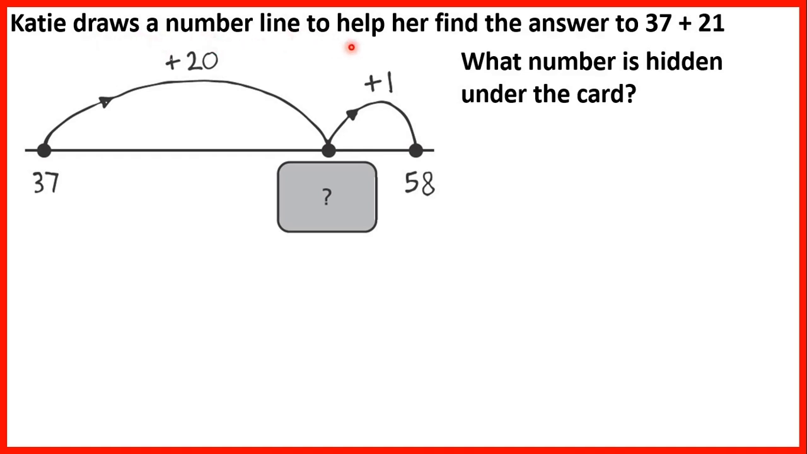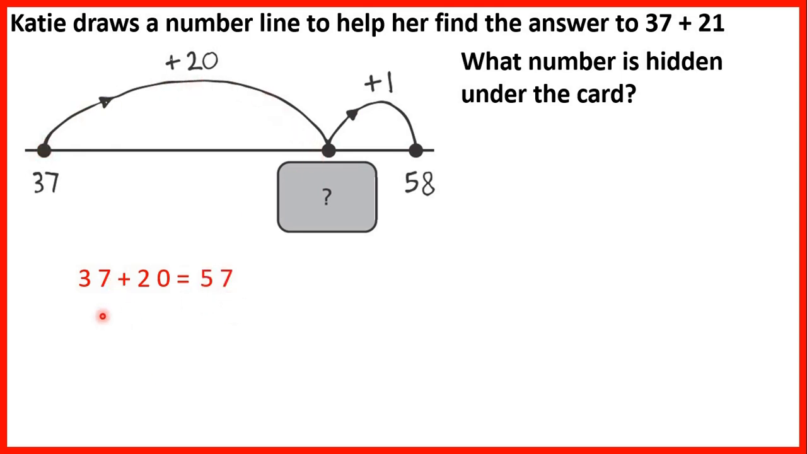Katie draws a number line to help her find the answer to 37 plus 21. What number is hidden under the card? So we can see that to add 21, Katie has decided to first add 20 and then add 1. So to find this number here, we can work out 37 plus 20.